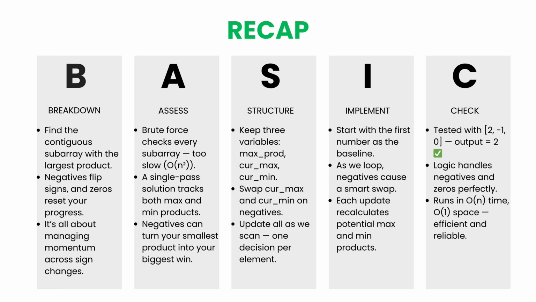Check recap. Testing confirmed the approach works perfectly. In our example, the product chain resets correctly at 0 and captures the best possible result, 2. Even with more complex inputs, the algorithm consistently identifies the strongest contiguous product in O(n) time and constant space.